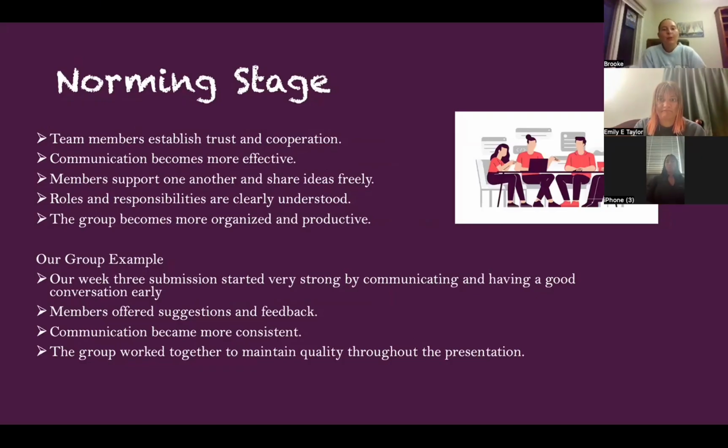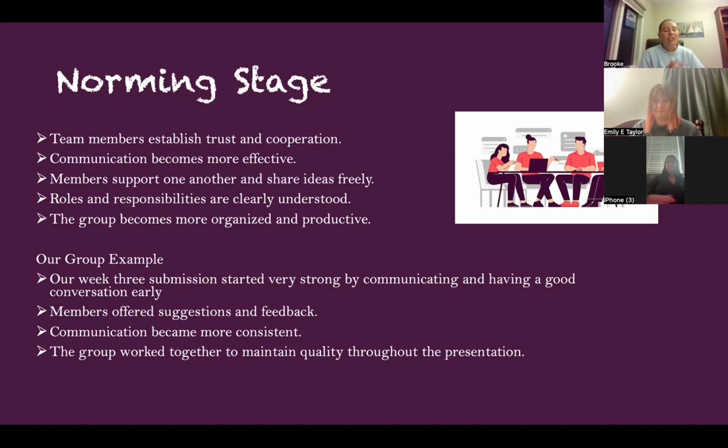This is where team members establish trust and cooperation. We're starting to know each other a lot more, and this is where members start to support one another and share ideas a lot more. We saw this a lot more in week 3 this week.